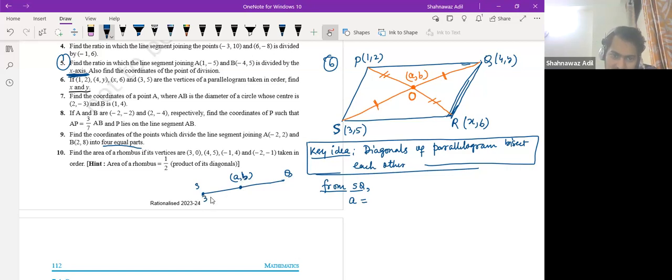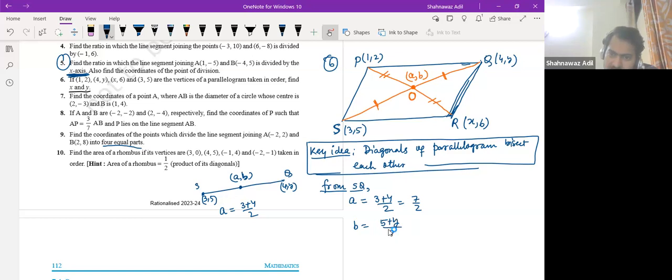So this point is 3, 5, and this point is 4 comma y. So you can write A as 3 plus 4 by 2. Is that correct? Yes, sir. So A is 3 plus 4 by 2, right? This is 7 by 2. So this we know. Now B would be how much? From SQ, B would be 5 plus y by 2.